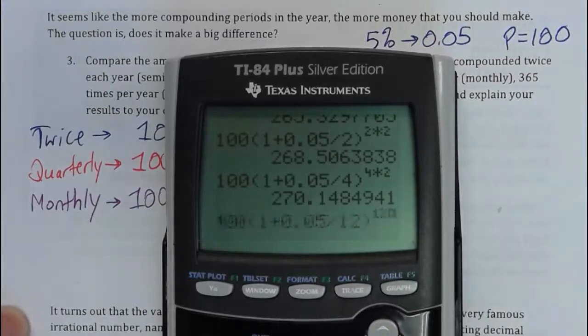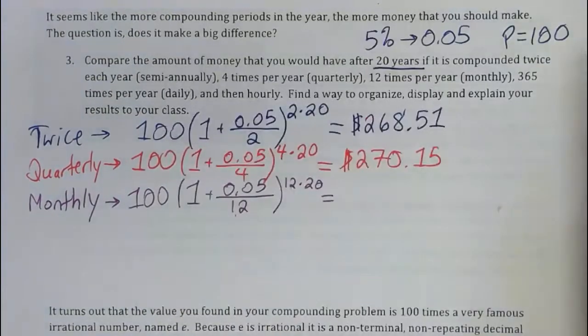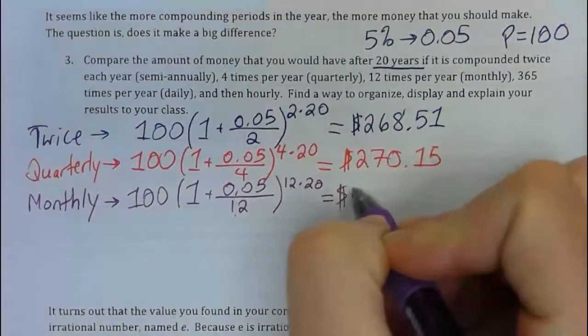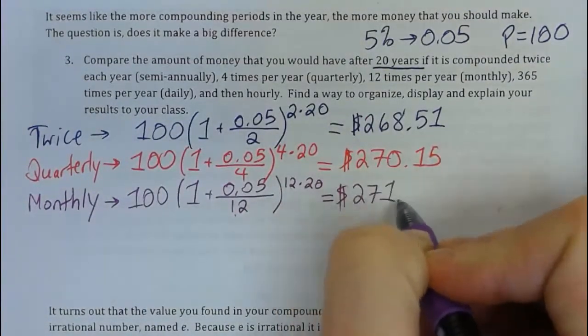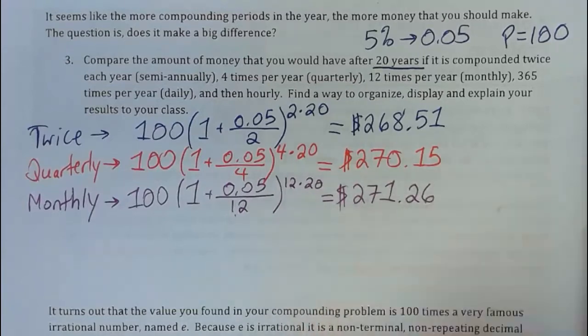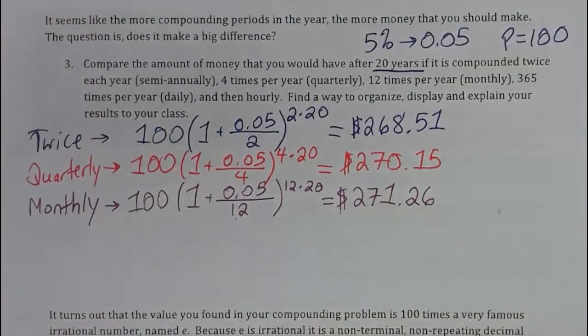Power of 12 times 20 years. So now we're at $271.26. So now we're increasing how many times we're compounding. After twice a year, we gained a lot, and then we did a little bit more quarterly, and then just less than $1 after that. So that didn't make as big of a difference as it did at first.